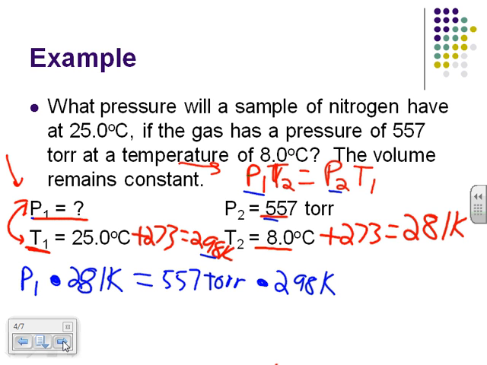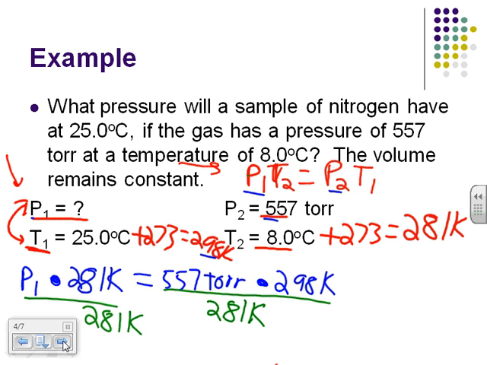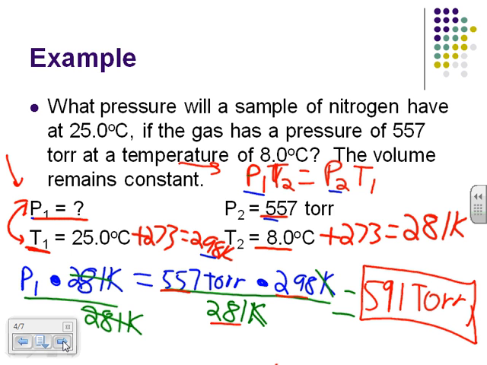If we need to solve for P1, we need to get it on its side by itself. So we just divide 281 K from both sides. That'll eliminate that whole side. Our Kelvin temperatures will cancel. So what we will end up having is our 557 times 298 divided by 281, and we'll come up with our answer of 591 torr as our final answer.